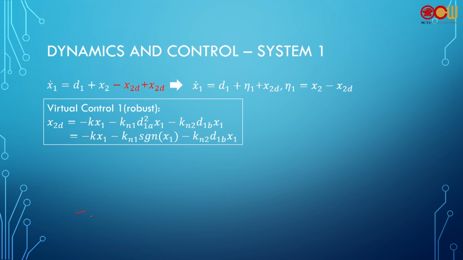How will you design the virtual control input? Remember, different from the previous design, here we have disturbance D1, and that's the difference. So not only do you need to put a feedback term in the virtual control, which is minus k x1, you also need to put other high gain terms. Here, robust means high gain, so we use a high gain feedback control here and here to suppress the disturbances.